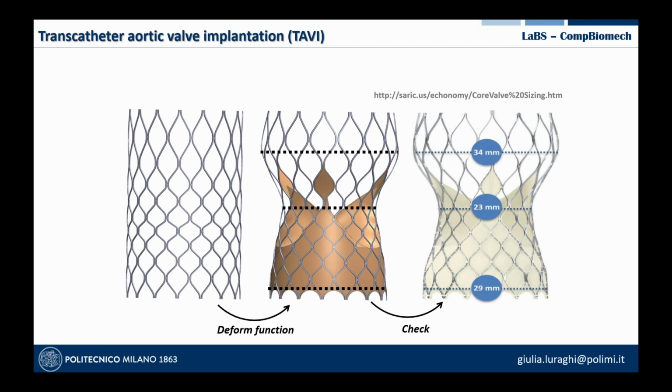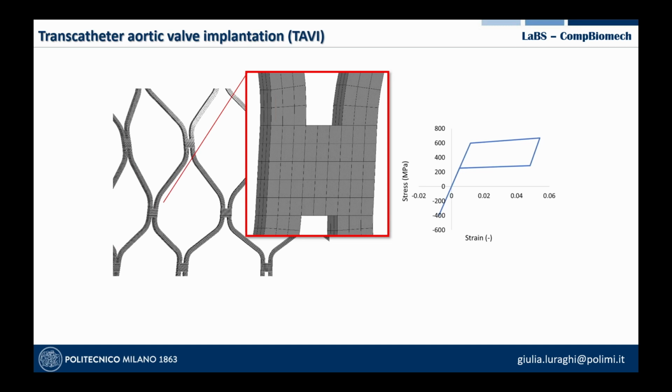Then we want to model the procedure. So now that we have the pathological condition of the patients, we draw the valve. Starting from a cylindrical shape of the stent, and then with a deformation function, we obtain the final configuration of the valve model. We compare the valve model with measurements from the real valve, and we discretize the stent with tetrahedral elements. Recently we compared tetrahedral element discretization with beam element discretization, but now I will show you results with the tetrahedral discretization.